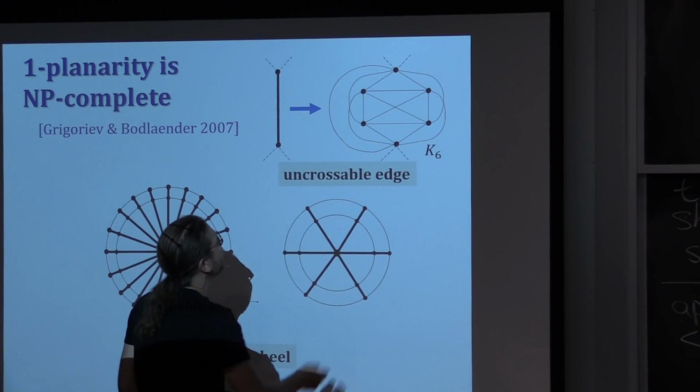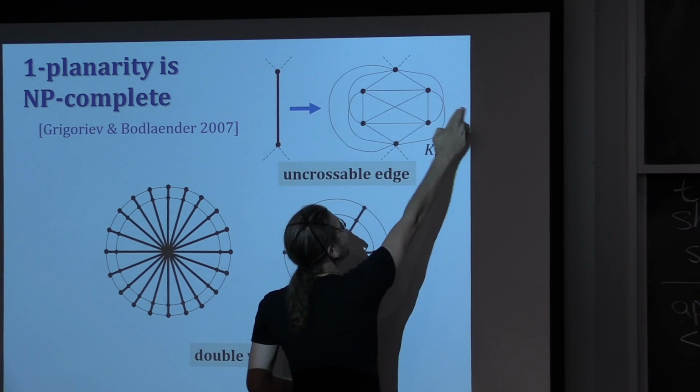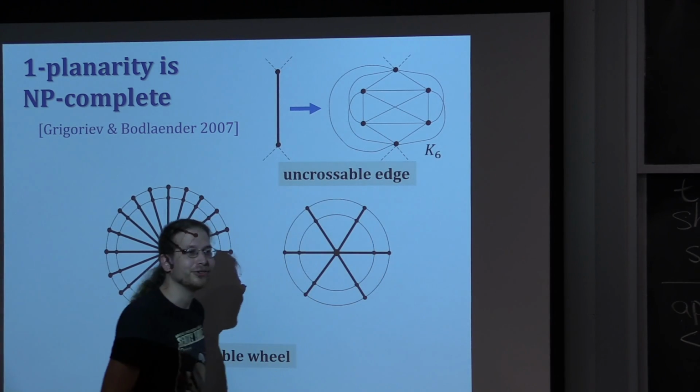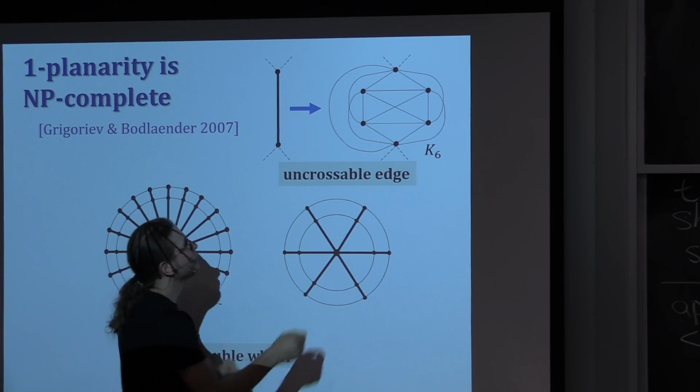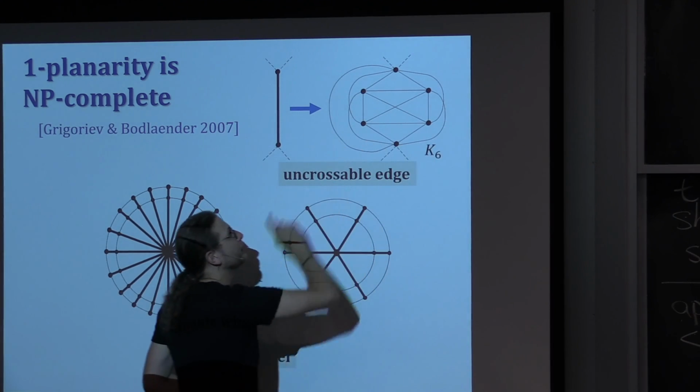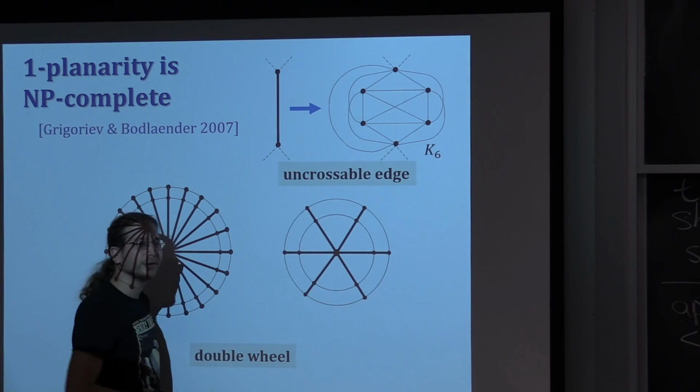What do I mean? If I attempt to draw an edge through here, I will hit an edge that has a crossing on it. That's what I want. So in other words, it's not possible to draw an edge across here and still be one planar. So this effectively becomes an uncrossable edge.